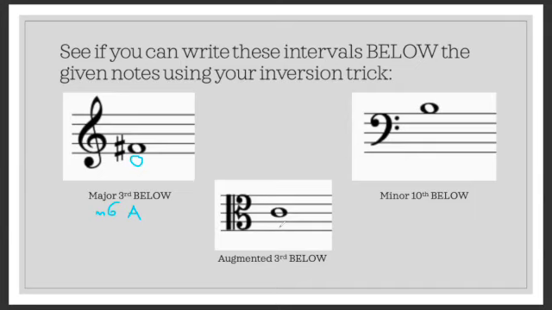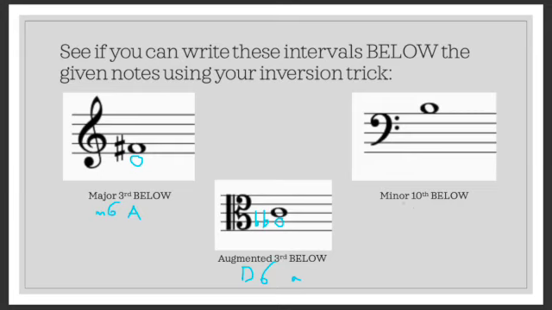This one, augmented third below. Well, an augmented third below is the opposite of a diminished sixth above. So that's a C. A diminished sixth above would be an A double flat. So if I wanted an augmented third below, it'd also be an A double flat. So I would just write that there.